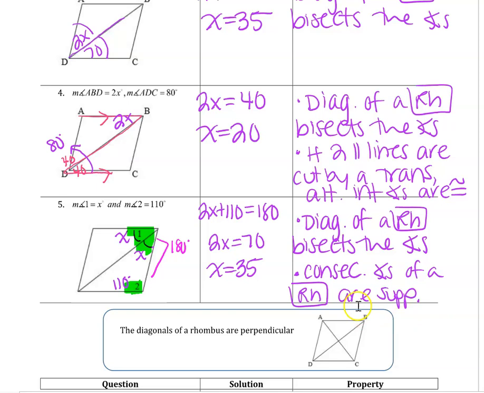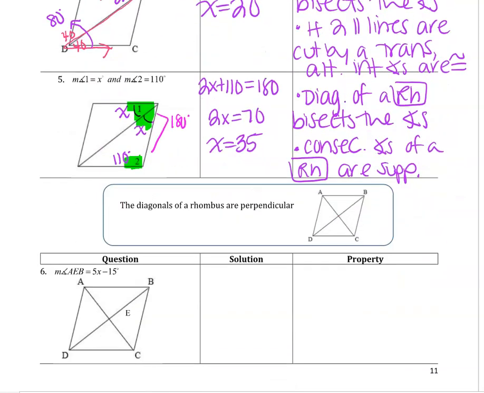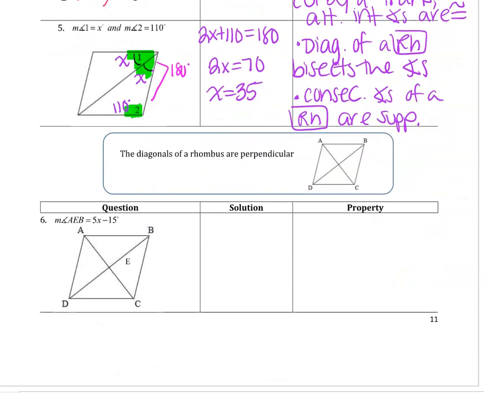All right, there's one last little piece we got to talk about, and it has to do with the diagonals of a rhombus as well. Lastly, the diagonals of a rhombus are going to be perpendicular to each other. They even kind of look like it. So AC will be perpendicular to BD.